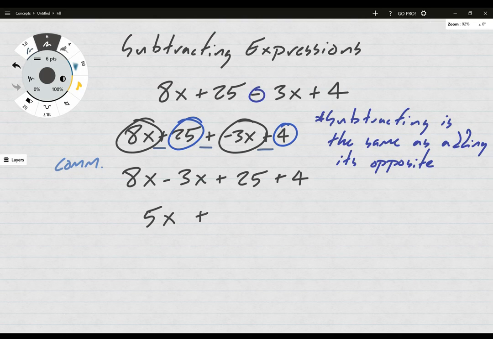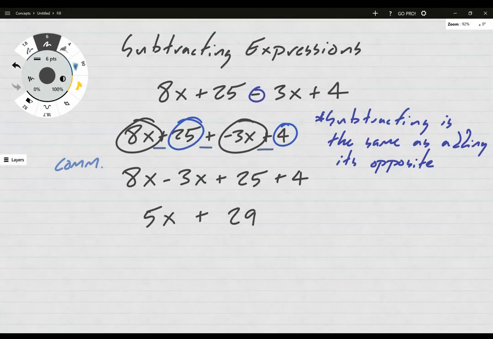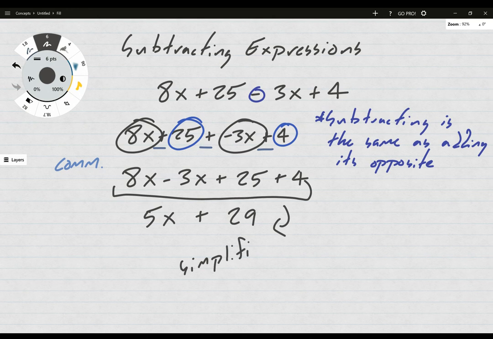plus 25 plus 4 is 29. Now this is just combining like terms. I go from a large expression to a more simplified expression. And this is as far as I can go because 5 does not go into 25 evenly. So this is my final simplified expression when I'm subtracting.